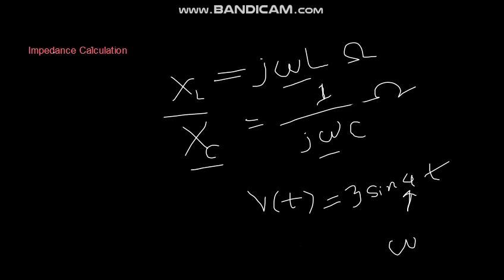In some mathematics, there will be L in Henry, that is 3 Henry or 3 millihenry. Capacitance will be in farad because the unit of capacitance is farad. So 4 farad, 2 farad, this kind of thing you can easily find out by giving the values to these equations and finding the reactance out of it.